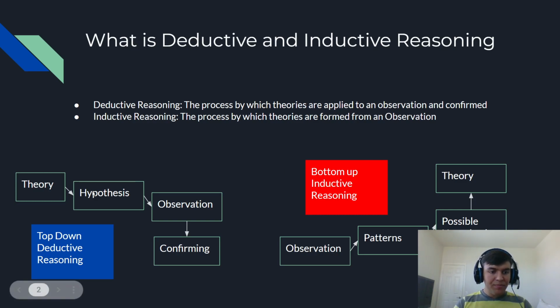So basically, for deductive reasoning, a term that some people use is the top down, where you go from a theory, which is the top, to forming a hypothesis, seeing that hypothesis in observation, and then confirming the theory. So theory going from the very top to the bottom being observations, top down.